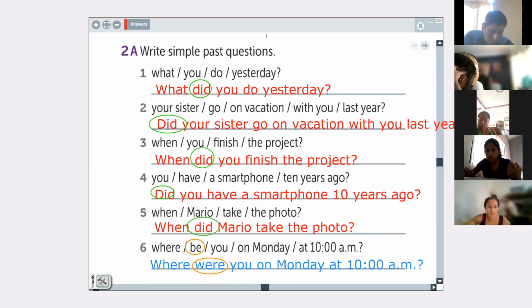¿Por qué? Porque aquí nuestro verbo es otro, cualquier verbo que no sea el verbo to be. Por ejemplo, aquí do, go, finish, have, and take. Pero como la última pregunta, nuestro verbo es be, no necesitamos auxiliar did para nuestra pregunta. ¿Ok? Solo el verbo to be. ¿Alguna pregunta, alguna duda?